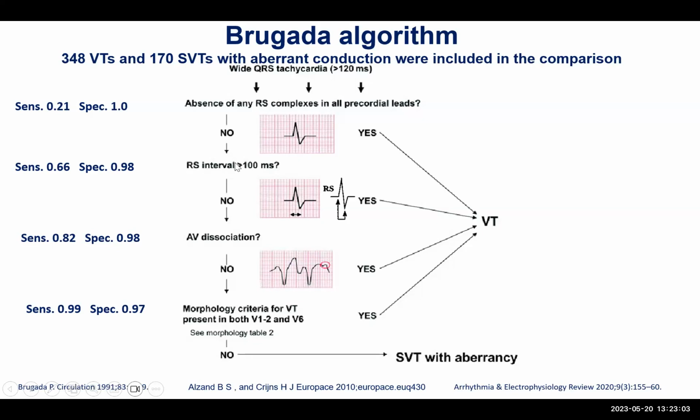So we look to the second criterion, measuring from the beginning of the R to the S. If it is more than 100 milliseconds, this is again specific for ventricular tachycardia. Specificity is about 66%. If not, we look for AV dissociation. This is more specific. If no, then we look to the morphology criteria for VTAC. If all negative, then we are dealing with SVT with aberrancy.